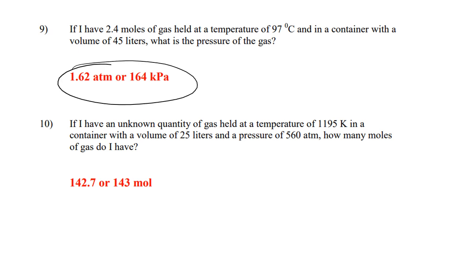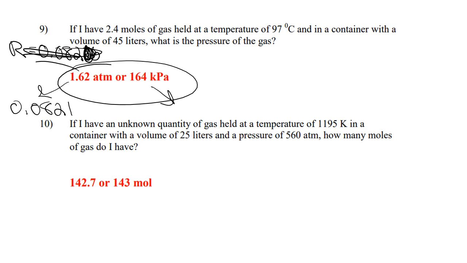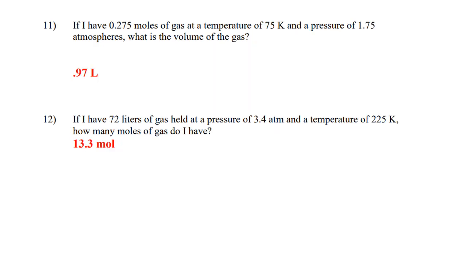So there, if you pick 0.0821, sorry, 0.0821 for R, you're going to get this. And if you pick 8.314, you're going to get this for the R value. And I guess either one is fine. All right, just more practice ones.